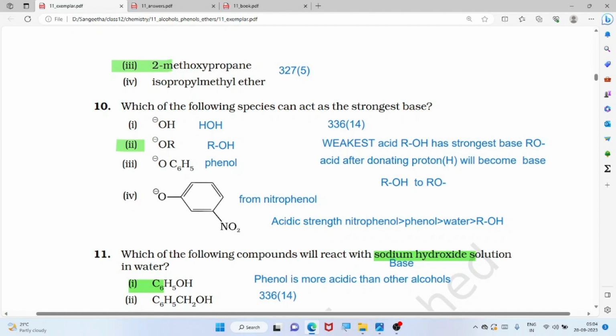This is the weakest acid. So the strongest base will be formed from the weakest acid. We are asking for the strongest base. These bases are derived from these acids, and this is the weakest acid among these things. After donating a proton, it will become the base. So the weakest acid will become a strong base.